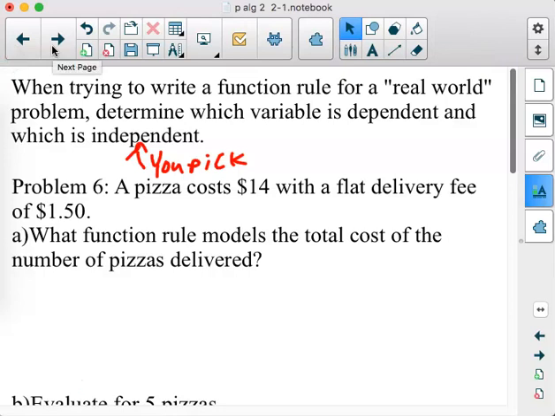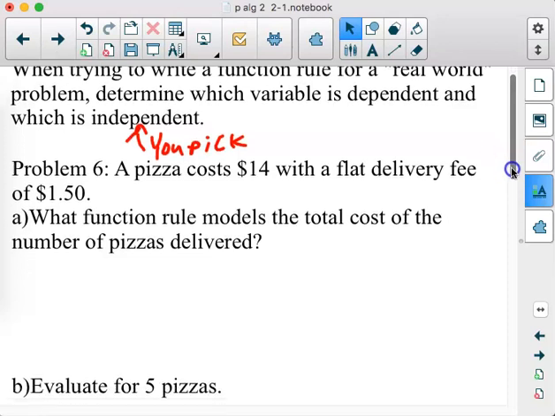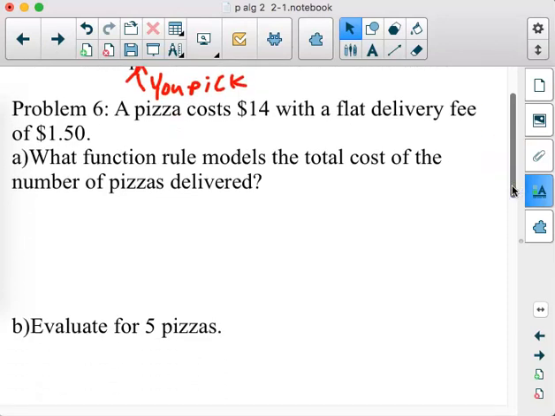So problem 6 says a pizza costs $14 with a flat delivery fee of $1.50. What function rule models the total cost of the number of pizzas delivered? And now here's something that you need to know, and that is we don't have to use f of x all the time. And in word problems, sometimes we like to change them.